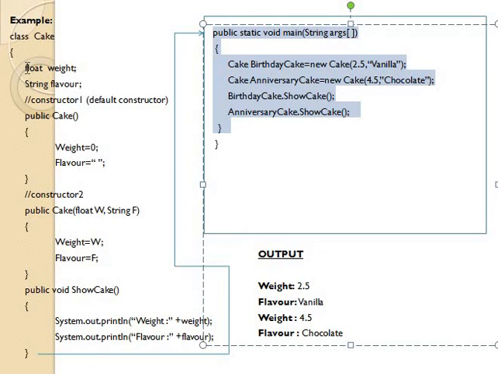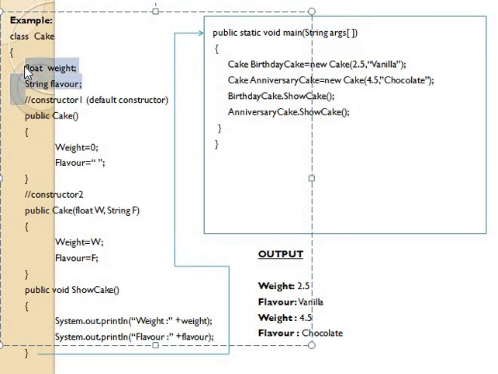Now see, this data members section is optional. Depending upon the needs of the user, he may or may not declare data members for a class. Since that program requires data members, at the very beginning the data members weight and flavor were declared of type float and string respectively. The values for these data members are assigned inside the constructors. So these constructors were used for initializing the data members of this class.